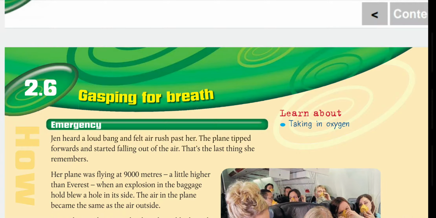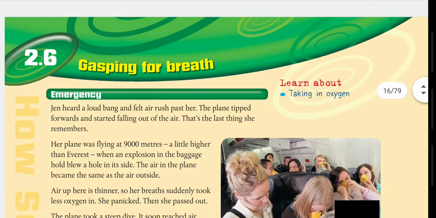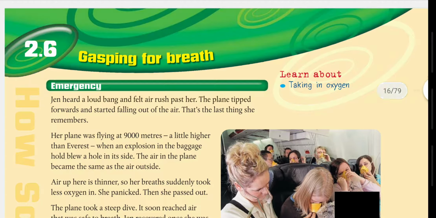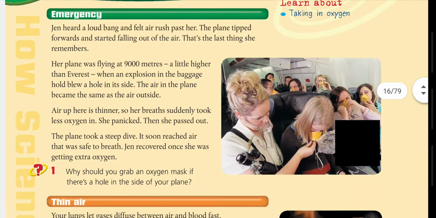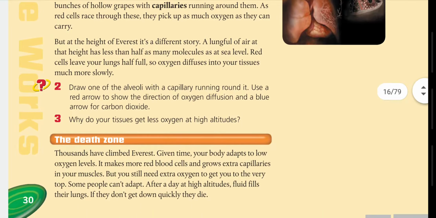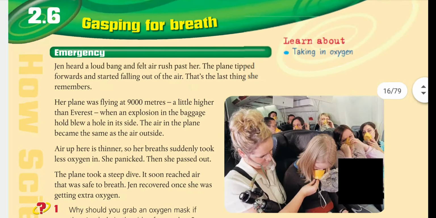Today we will understand lesson 2.6 about gasping for breath, which is very important for us to know because it speaks about the mechanism of the respiratory system, how we can breathe at a very high altitude and the problems that we can face there. So on page 30, by the way.